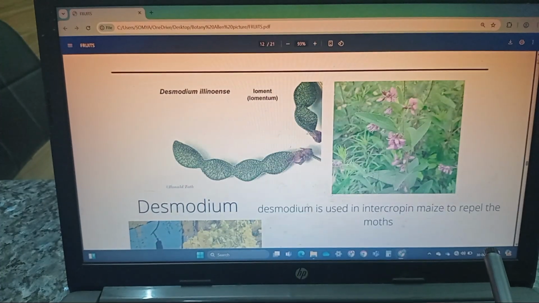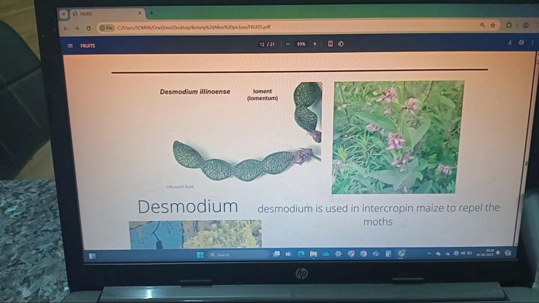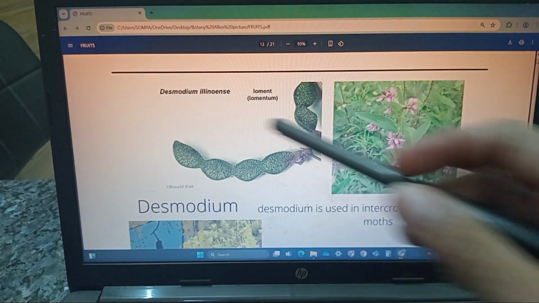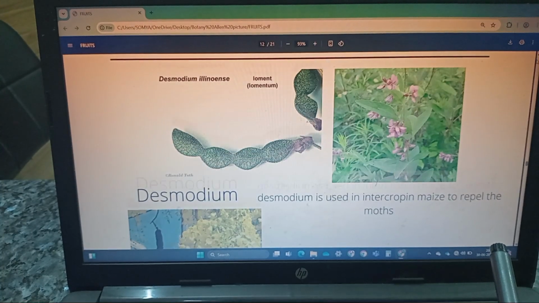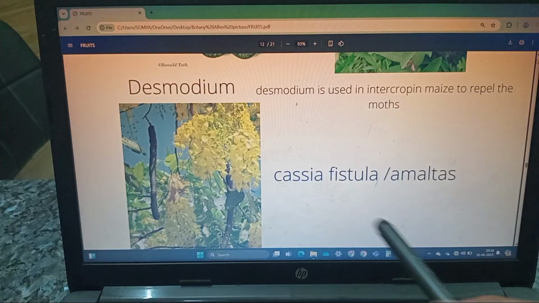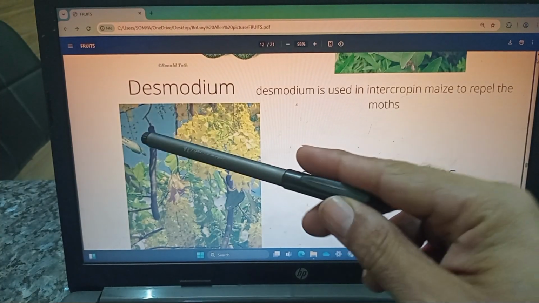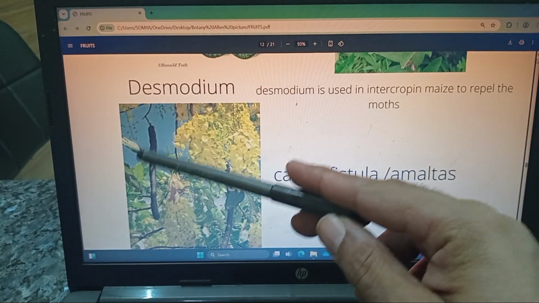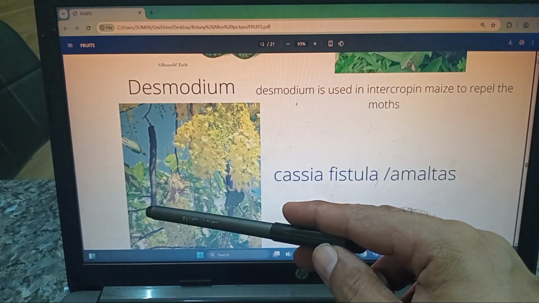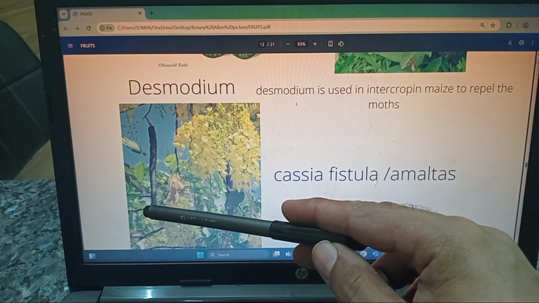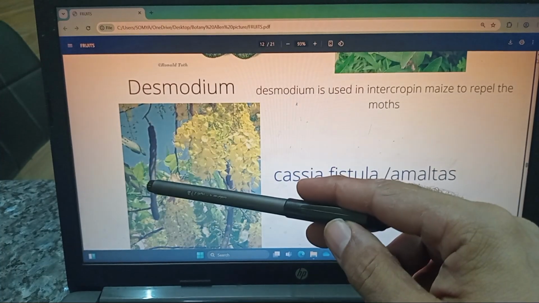This is first schizocarpic, in which each is dividing into one. This is called the lomentum. The lomentum is found in this, right? Here it will divide into many parts. Each part will be called a mericarp. So there are one-seeded many mericarps. After maturing, the mericarps get separated from each other.